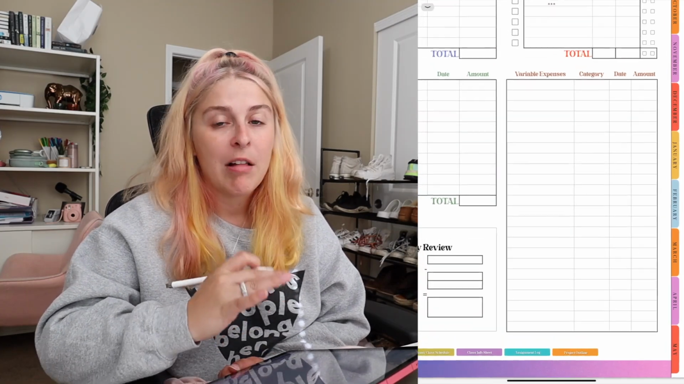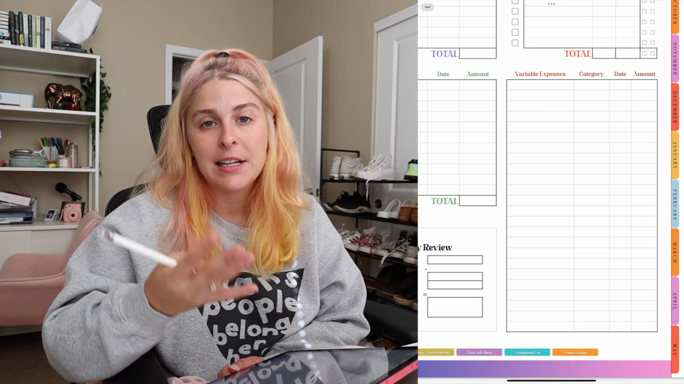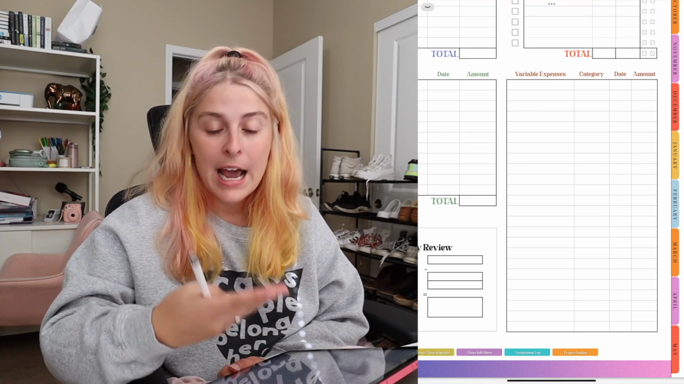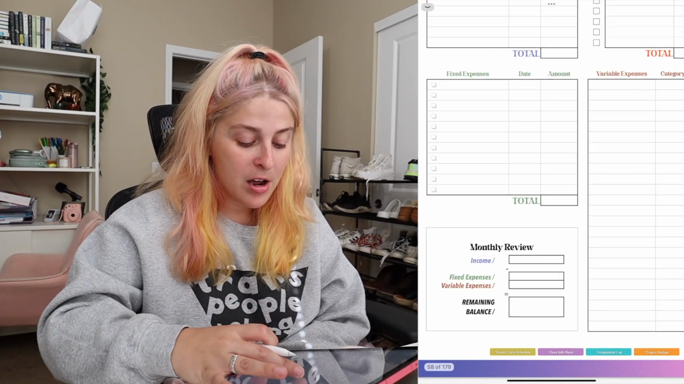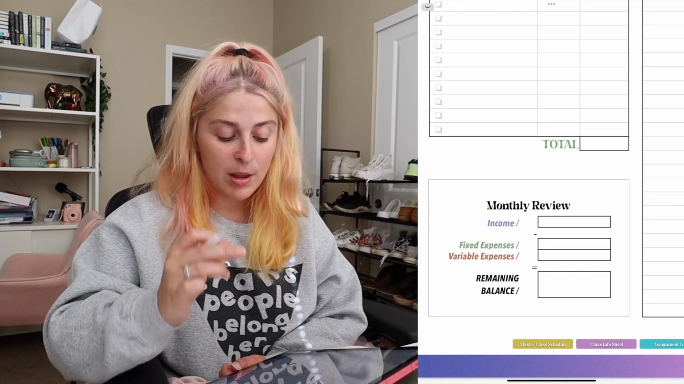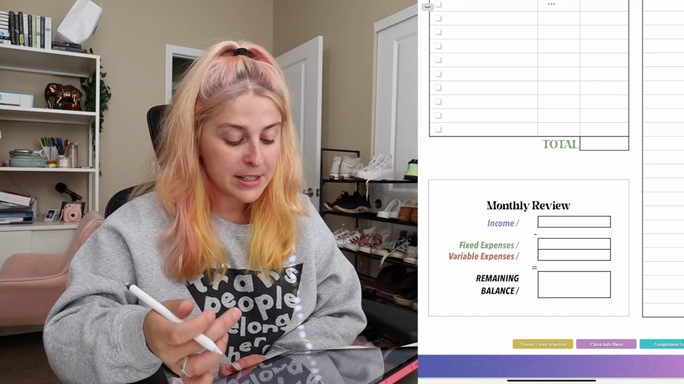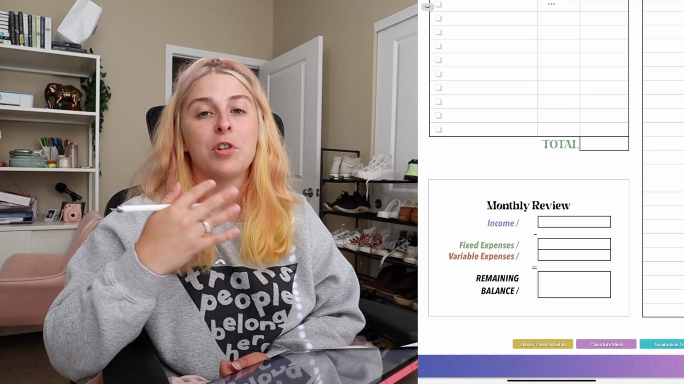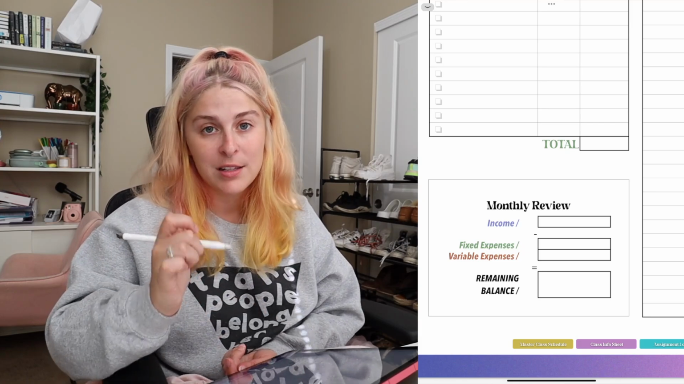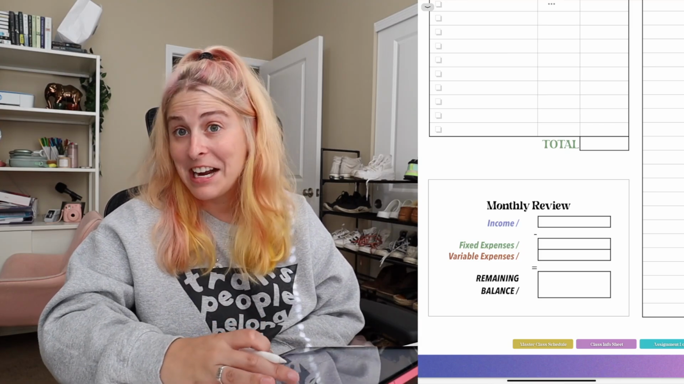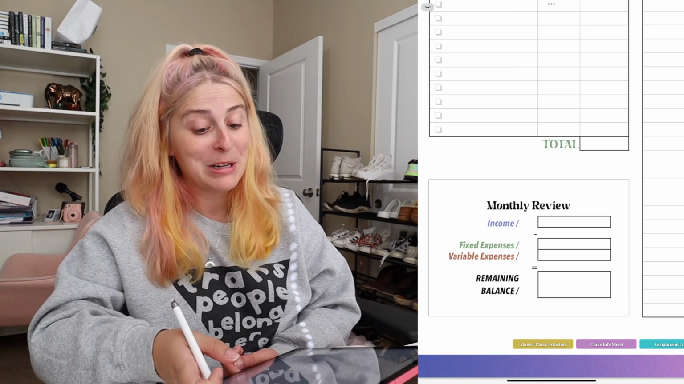And this is kind of like your balancing checkbook section. You're just going to be writing down every transaction that you do, what category it falls into, the date you made it on, and the amount. And then to the left at the bottom is your monthly review. We're going to total up your income, total up your fixed expenses, total up your variable expenses, of course subtract those expenses from your income, and you'll be able to see your remaining balance for the month. And you'll see if you're in the negative, if you stayed on budget, if you stayed under budget, all of the above.